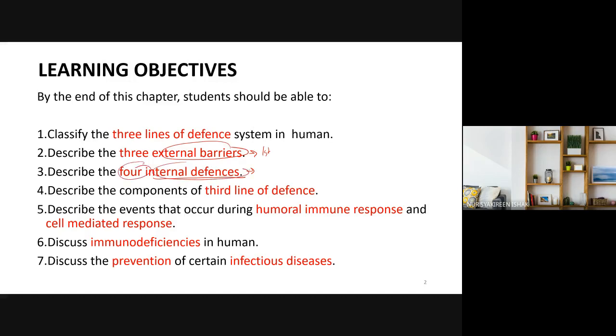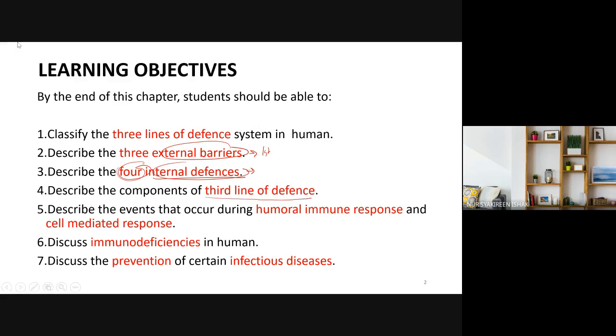So there are 4 types. Kita akan tengok nantilah ada 4 jenis. For example, you have the phagocytic cell. Okay, you have the antimicrobial protein, you have the natural killer cells, and you have the inflammatory response. Okay, so sebab tu ada 4. So we are going to look at all these 4 internal defenses. Okay, after that, it encounters the third line defense.